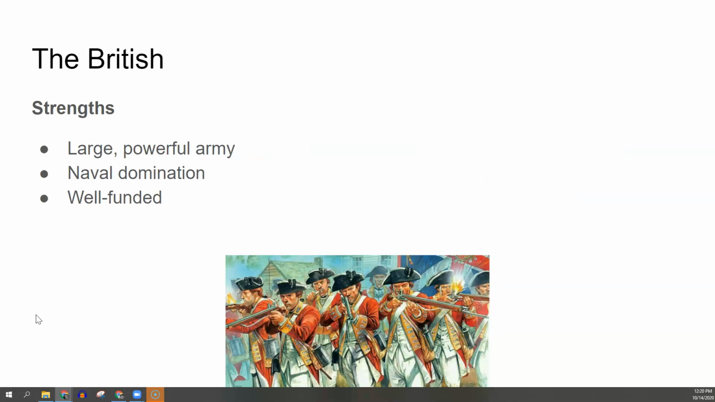So the British have some strengths. One, they have a large, powerful army. Some would argue the most powerful army in the world. They have naval domination. They begin with the most powerful navy in the world. The colonies have virtually no navy. They build up a navy. They re-outfit some ships and things like that, but it is relatively small and remains small throughout the duration of the war. And then finally, the British are well funded. They've got the money necessary to fight this war.